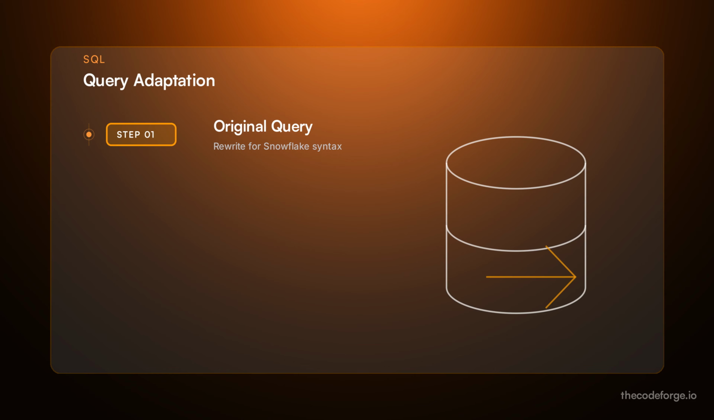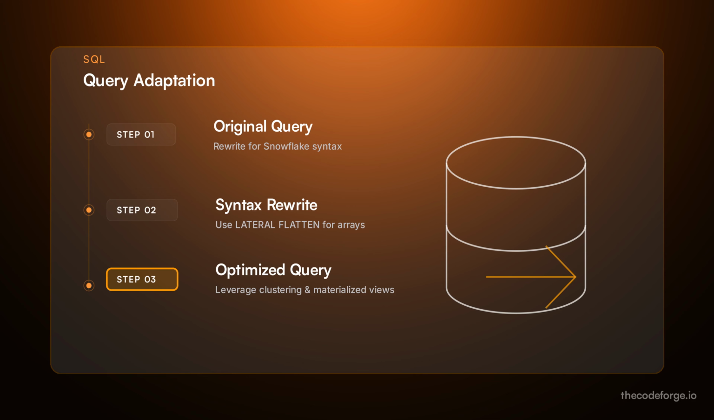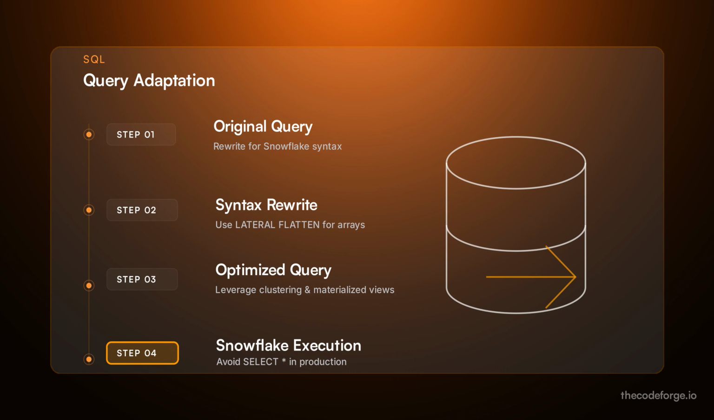Start with the original query, then rewrite it to leverage Snowflake's features. Replace BigQuery's UNNEST with lateral flatten. Use clustering keys on frequently filtered columns and materialized views for aggregations. Avoid anti-patterns like select star. Finally, run the optimized query in Snowflake for execution.